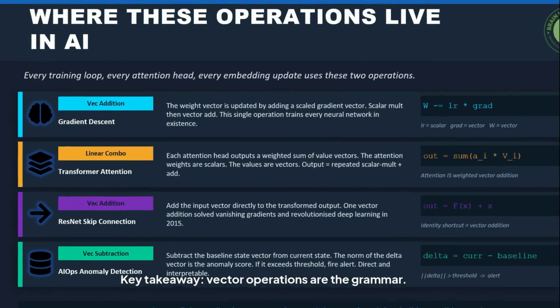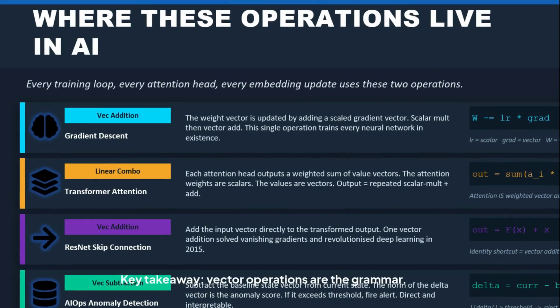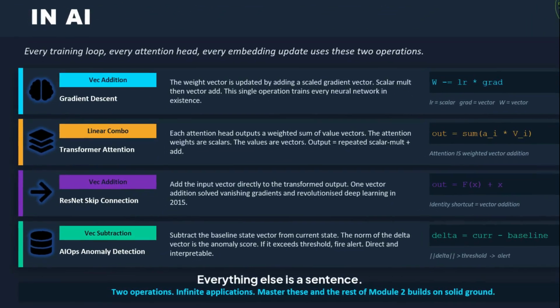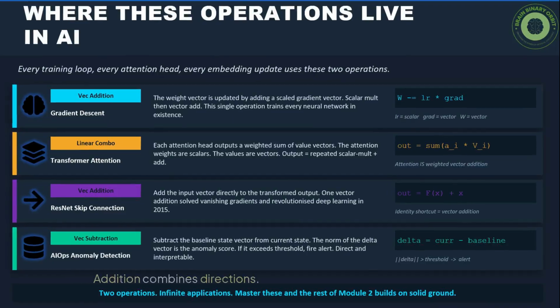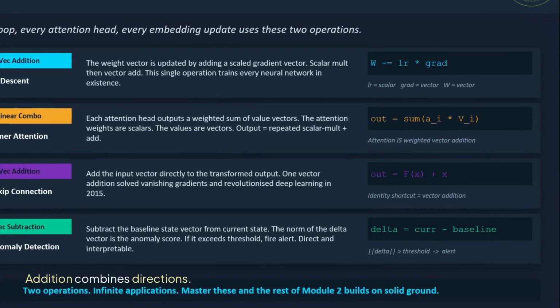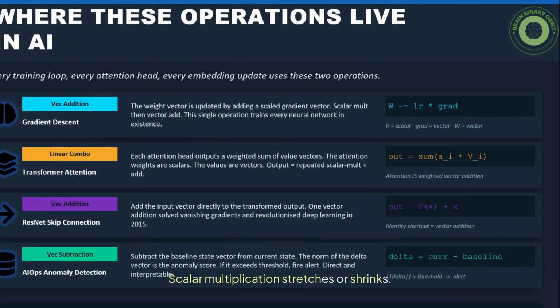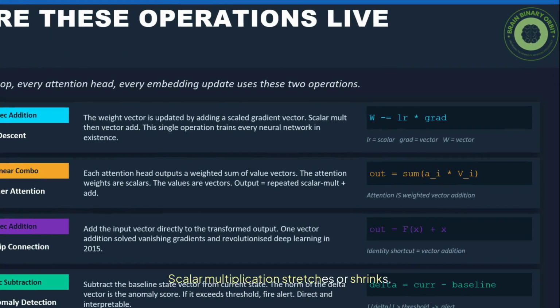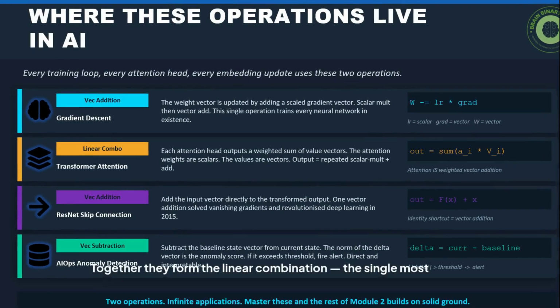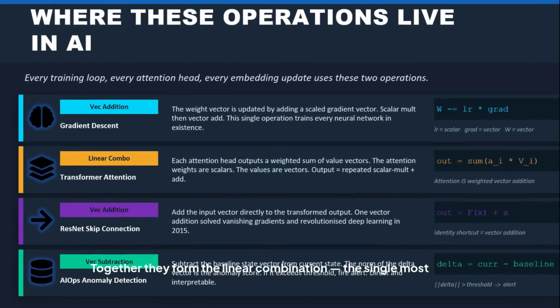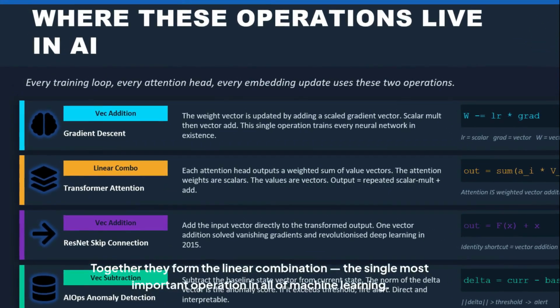Key takeaway: vector operations are the grammar. Everything else is a sentence. Addition combines directions. Scalar multiplication stretches or shrinks. Together they form the linear combination, the single most important operation in all of machine learning.